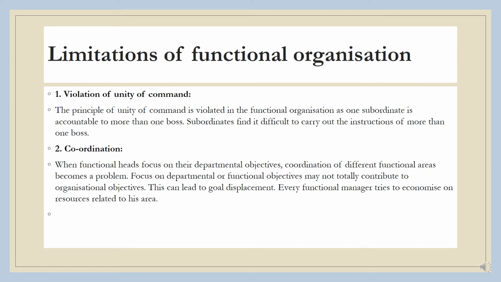While we said that it is a merit of functional organizations that they have a coordination, so the functional head has a coordinated effort, but at the same time it is also a limitation. How does it pose to be a limitation? Let's see. When functional heads focus on their departmental objectives, coordination of different functional areas becomes a problem. So within his department, it is more coordinated, but the coordination with other functional areas becomes a little problem.